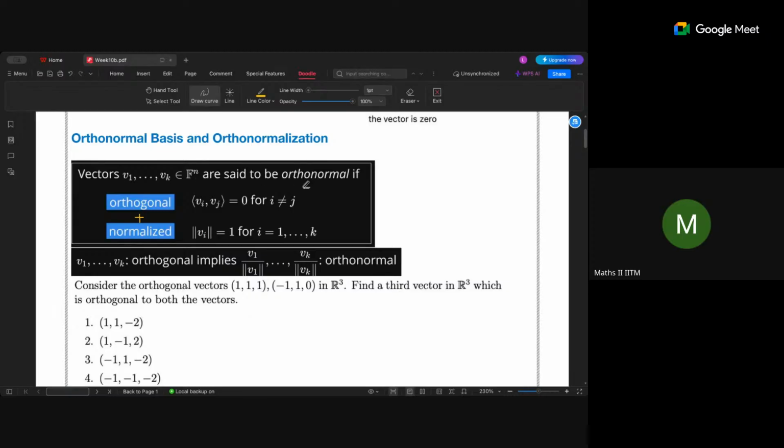Now suppose you are given a set of vectors v1, v2, up to vk which are orthogonal. How to make them orthonormal? Suppose only the first condition is there. How to make the norms 1? If we divide each vector by its norm, then what is the norm of the new vector?